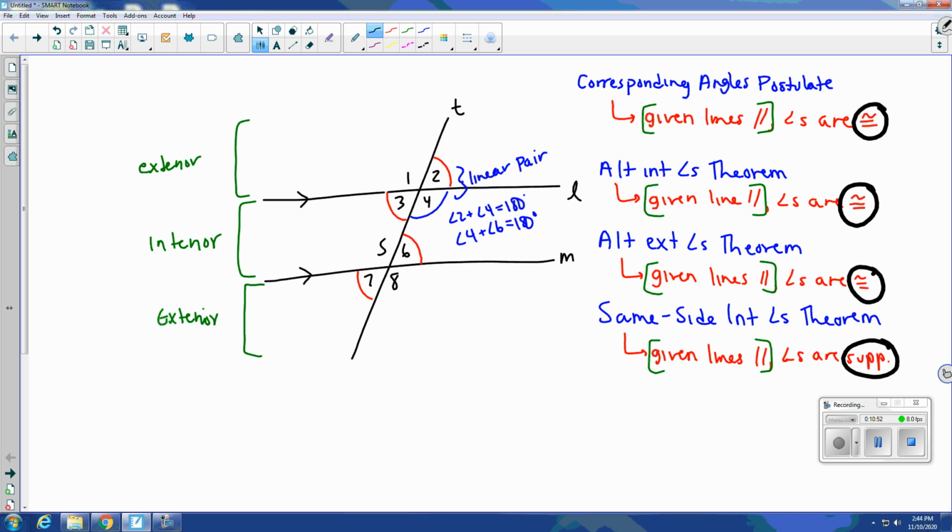So that is an overview of lines and transversals and the angles that they form, the relationships they have, and how we can show lines are parallel by also understanding the angle relationships that are present.